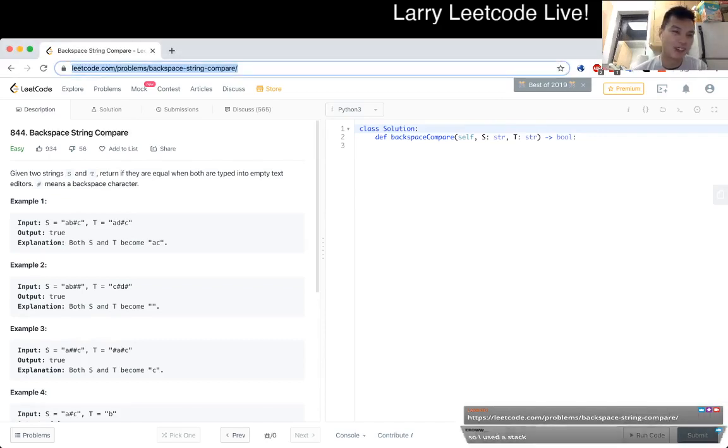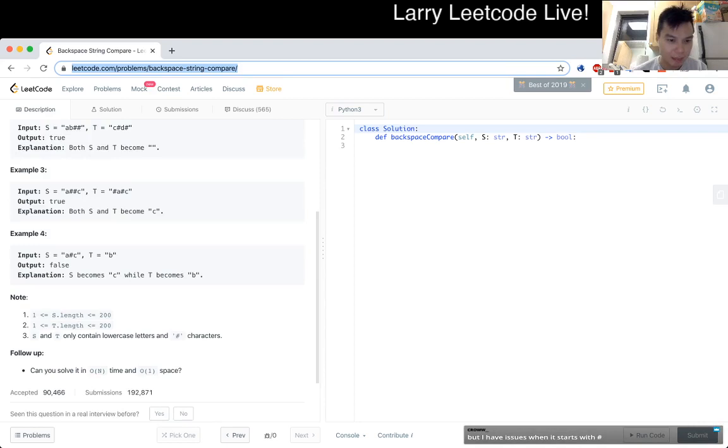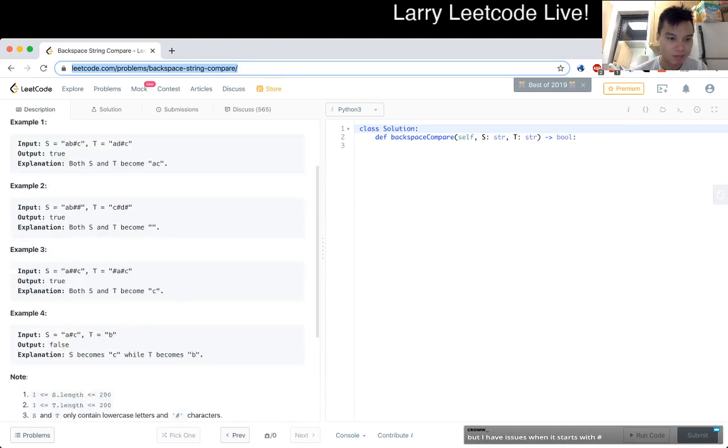844, Backspace String Compare. Given two strings S and T, return if they are equal when both are typed into empty text editors. Hashtag means a backspace character. I think this is just a simulation, right? What about when it starts with a backspace? Is that a possible thing? I guess so.